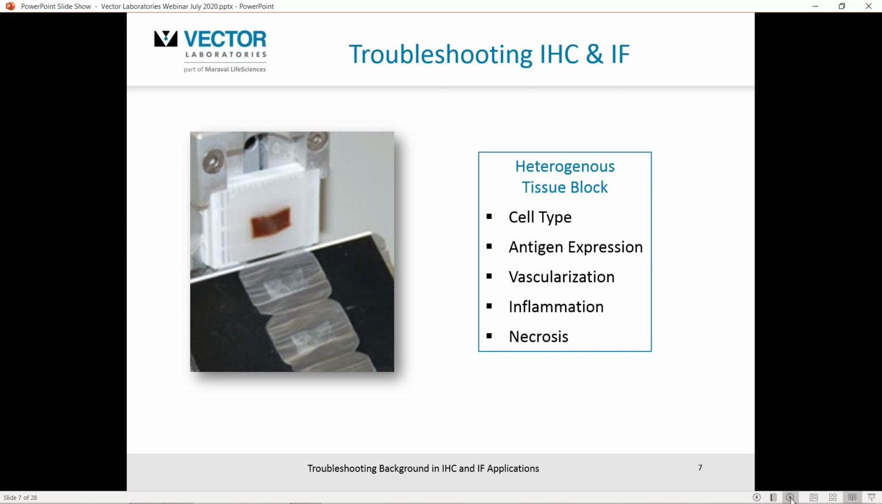Indeed, there may be areas of highly vascularized tissue that may introduce erythrocytes, bringing in additional peroxidase activity, for example. Or in some disease models, there may be increased inflammation, which may increase, say, leukocyte infiltration or things like that. Or indeed, there may be areas of necrosis or dead tissue. Now, as you're cutting into these blocks, all of these factors may contribute to background. So you have to be flexible in your approach in these methodologies.